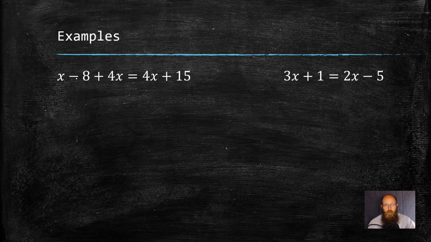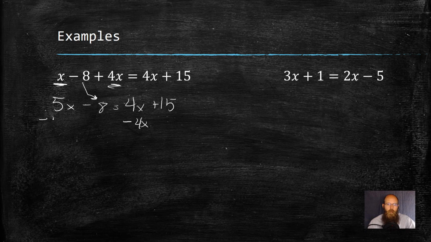Ooh, a lot more stuff going on, right? But I can combine a little bit of this before I even get started. x and 4x, that's going to get me 5x's. Then my minus 8 is just going to come down. And then so is that 4x and that 15. Now I'm always going to take my x's to where there's more of them. So there's 5 on the left and only 4 on the right. So I'm going to subtract those 4 x's away.